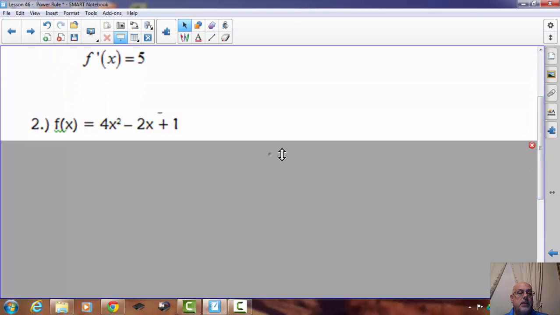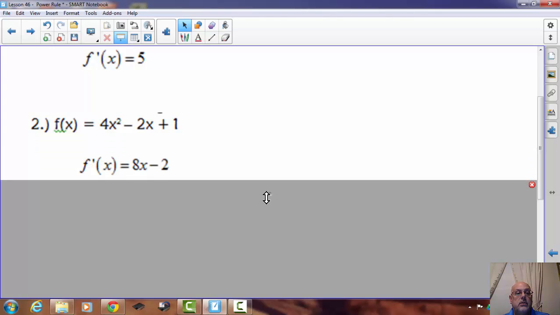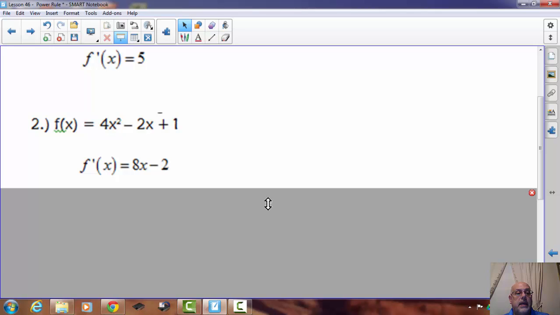We look at the next problem. 4x squared minus 2x plus 1. 2 times 4 is 8. X to the first minus, the exponent there is 1. 1 times minus 2. X to the 0 is 1. So your derivative is 8x minus 2.